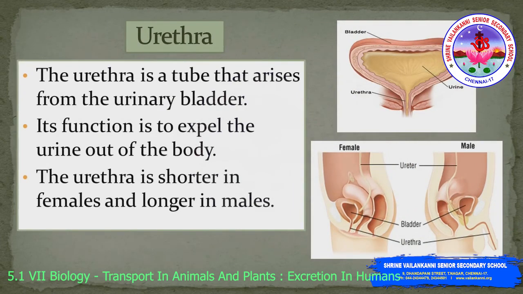And the next part is the urethra. The urethra is a tube that arises from the urinary bladder. Its main function is to expel the urine out of the body. The urethra is shorter in females and longer in males, as you can see in the picture.